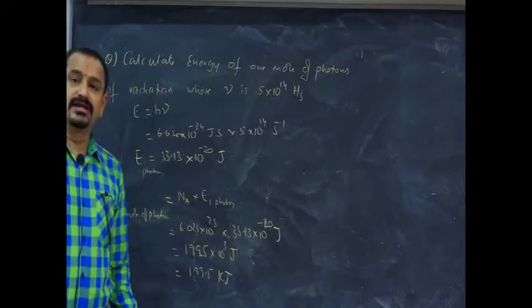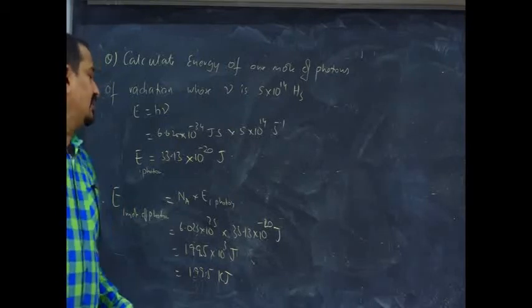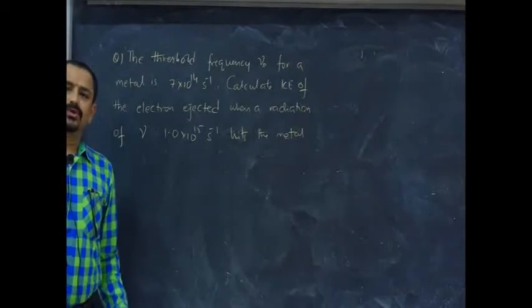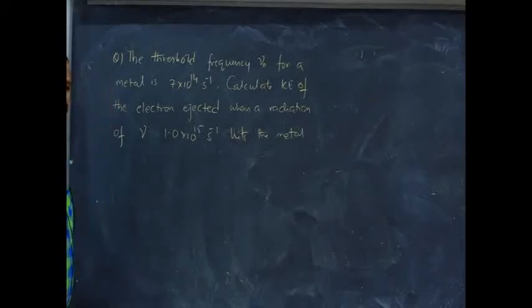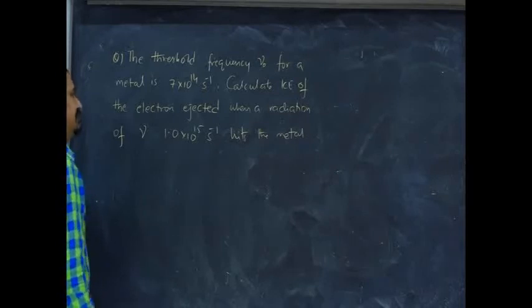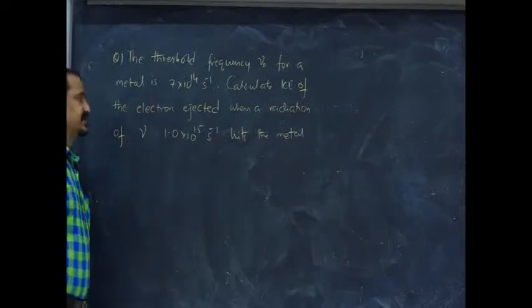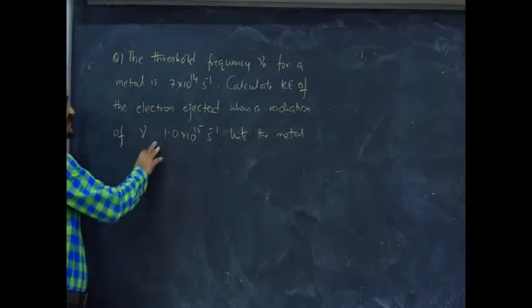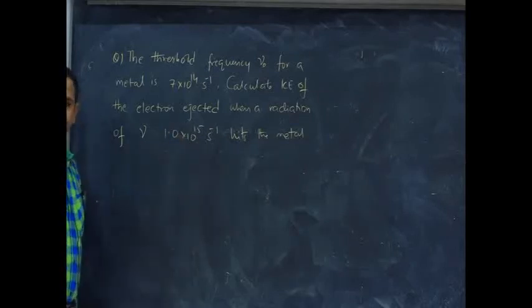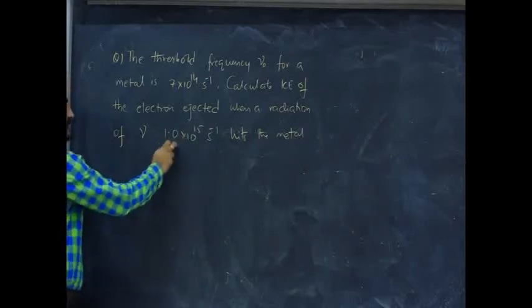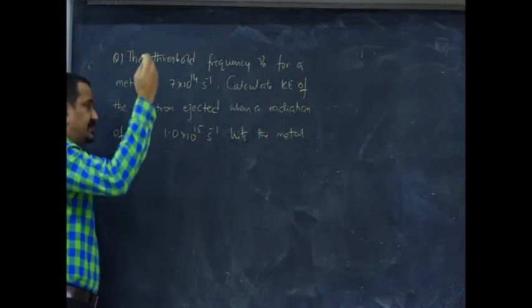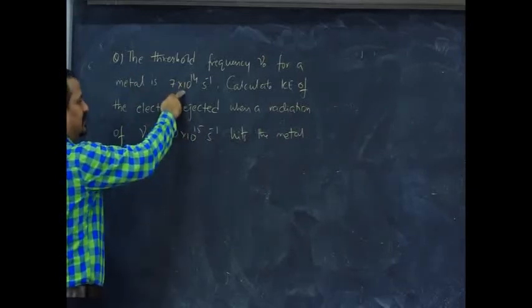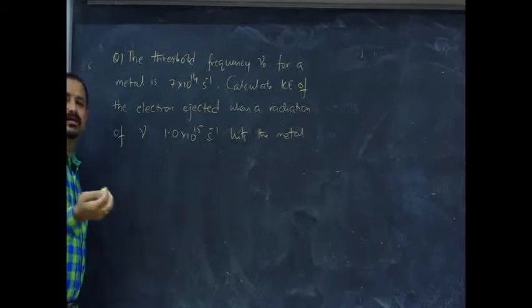This is one numerical from photoelectric effect and energy of photon. So this is a question directly from photoelectric effect. The threshold frequency nu naught for a metal is given as 7 into 10 power 14 second inverse. Calculate the kinetic energy of the electron ejected when a radiation of some given frequency hits the metal. This is the frequency of the radiation falling on the metal, and this is the threshold frequency, and we are asked to find the kinetic energy.